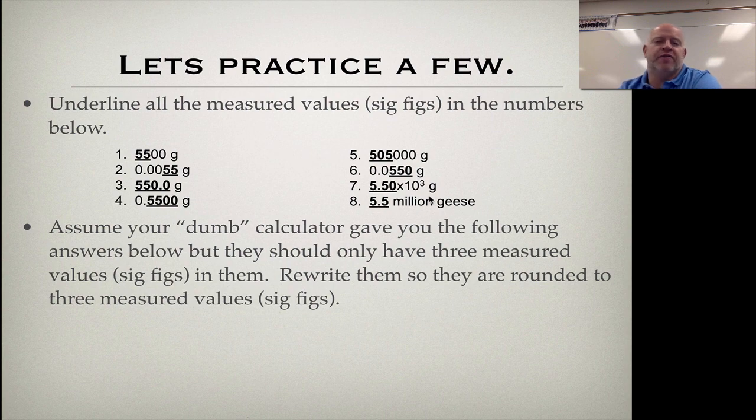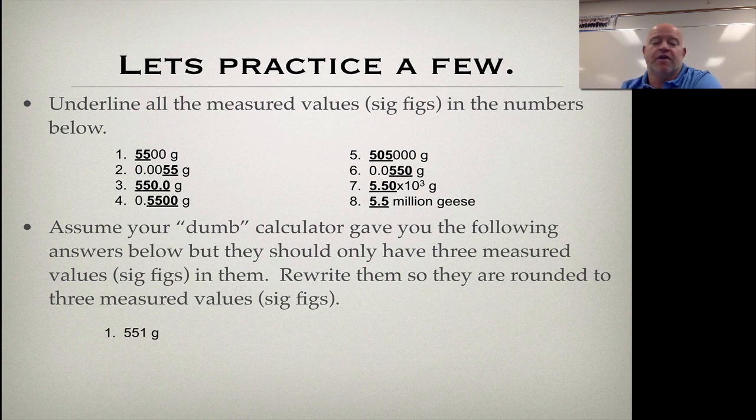And number 8 is kind of another way of doing scientific notation without doing the fancy stuff. When you see a number with a word written after it, that word represents a whole bunch of zeros. Those zeros are never measured. Okay, so they're all part of just basically placeholders at that point. So we only have 2 measured values in this.